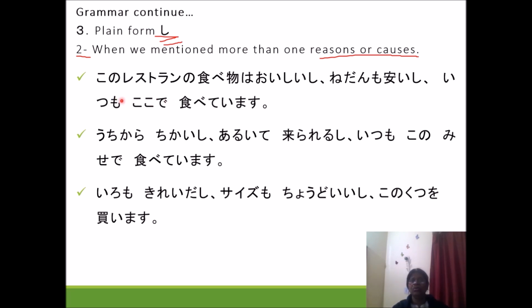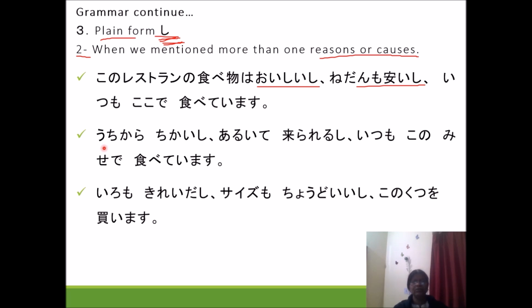Read the sentence. Kono restaurant no tabemono wa oishii shi, nedan mo yasui shi, itsumo koko de tabete imasu. Here you find tabemono wa oishii, nedan mo yasui. Suppose someone asks you why you always eat in this restaurant. Because food is tasty and price also cheap, so I always eat here. So when we have more than one reason to mention, we can use shi form of the grammar. And shi form takes plain form, maybe adjective, maybe verb.